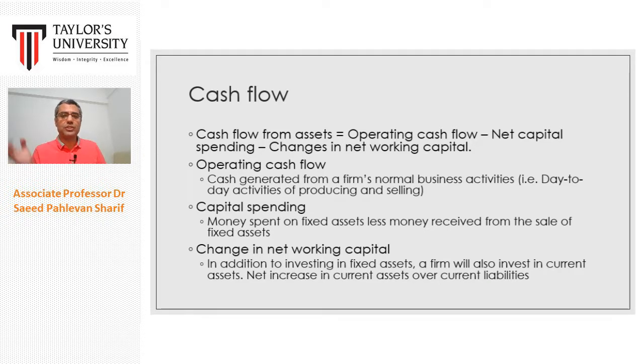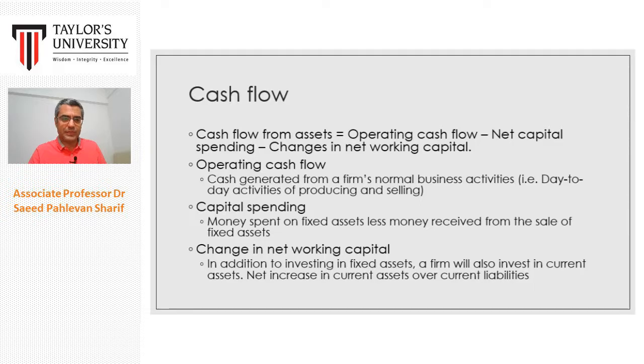And changes in net working capital. You remember, net working capital is the difference between current assets and current liabilities. So it's about the short-term part. So net capital spending is about the long-term part, fixed assets, how much you want to spend on fixed assets. Then changes in net working capital means how much you want to put in your net working capital, right? It means the day-to-day business of the firm. And what is left is free cash flow. It will be paid to creditors and shareholders.